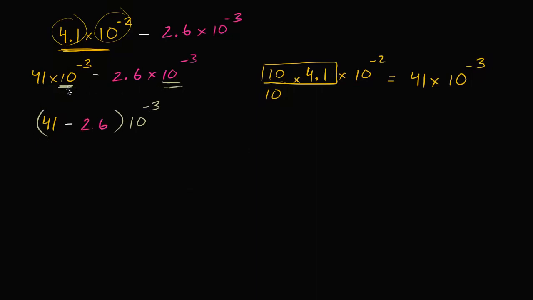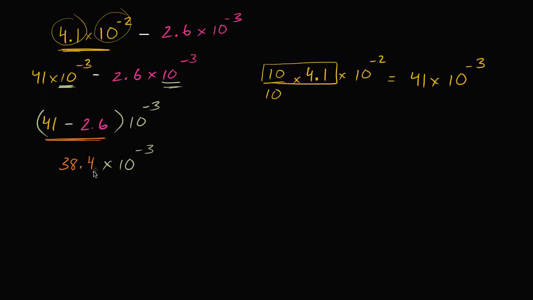One way you can think about it, I've just factored out a 10 to the negative 3. Now what's 41 minus 2.6? Well, 41 minus 2 is 39, and then minus 0.6 is going to be 38.4. So 38.4, and then you're going to have times 10 to the negative third power.